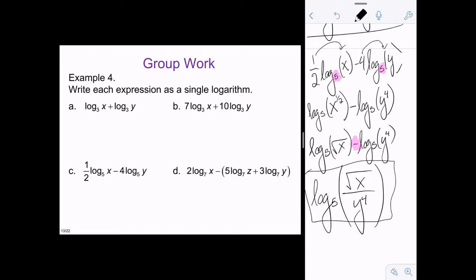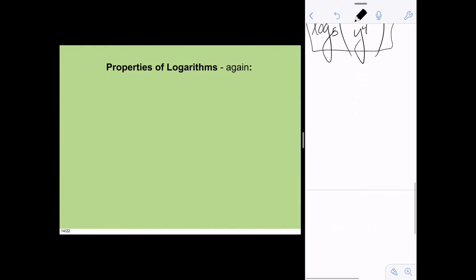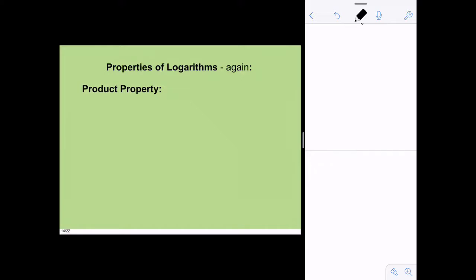And again, the y went on the bottom because the log base 5 of y to the 4th was the one that was subtraction. And the subtraction turned us into division. And if this is reminding you of negative exponents, guess what? That's where it comes from. All right. So one more time, properties of logarithms. Here are those powers. Ready?